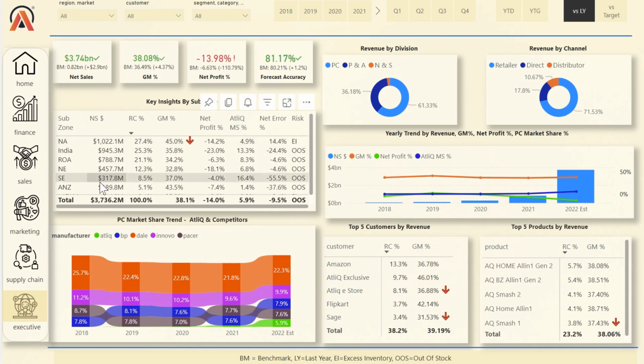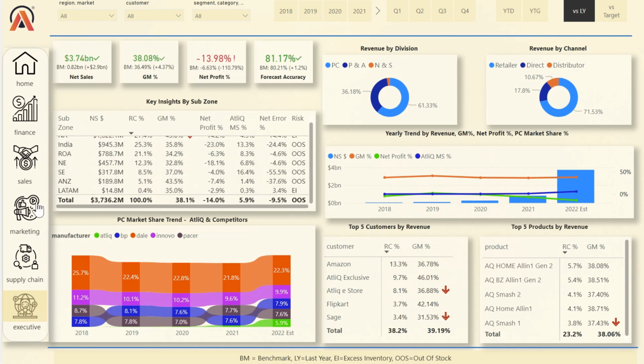And let's further split it into the subzone. You can see that we have different zones where Atliq market share is located, and they have, like, in North America it's like 4.9%, and in India it's like 13.3%, and so on. So looks like India does have the highest market share, or let's say the Atliq company does have the highest market share in India. And talking about the lowest, it does have the lowest market share in Latin America.